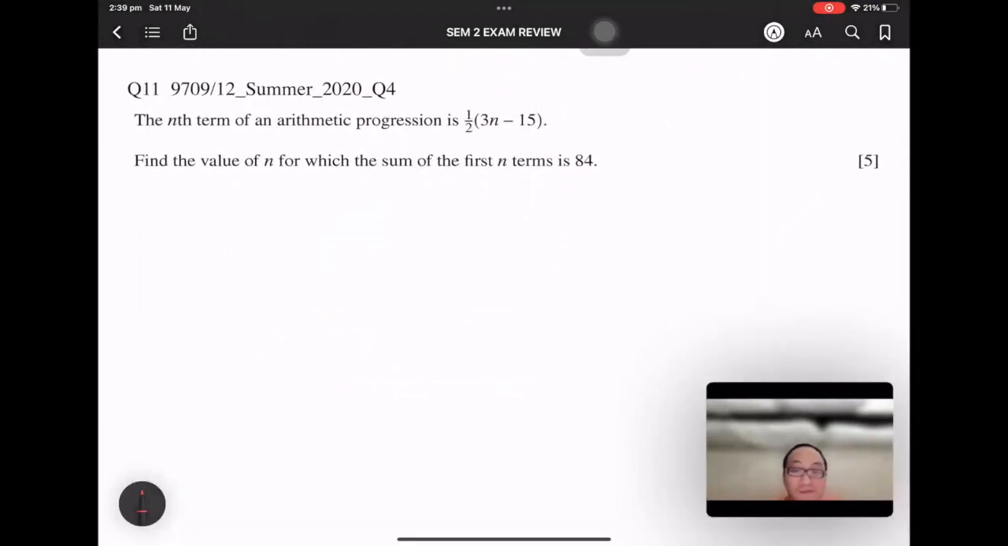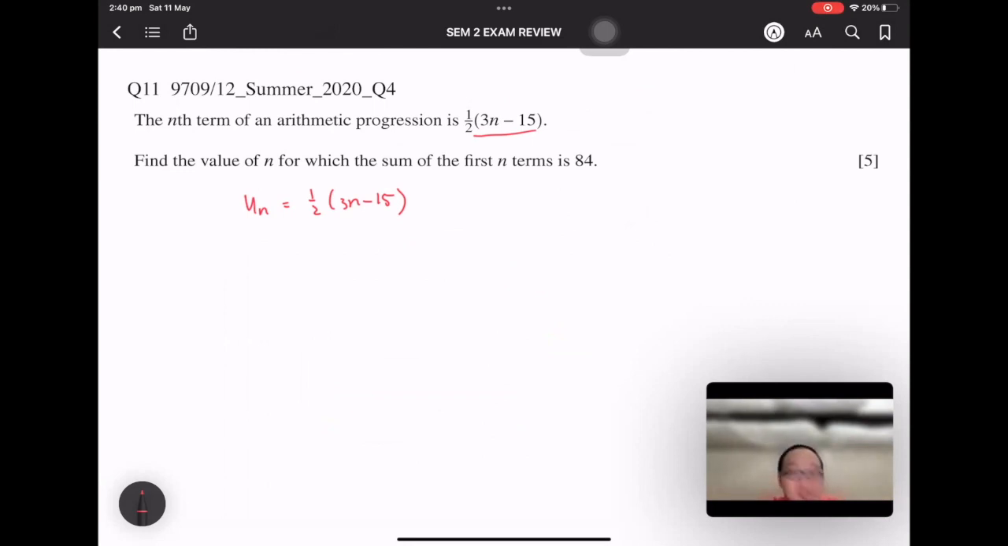11. The nth term of an arithmetic progression is 1/2 (3n - 15). So this is u_n = 1/2 (3n - 15). Find the value of n for which the sum of the first n terms is 84.